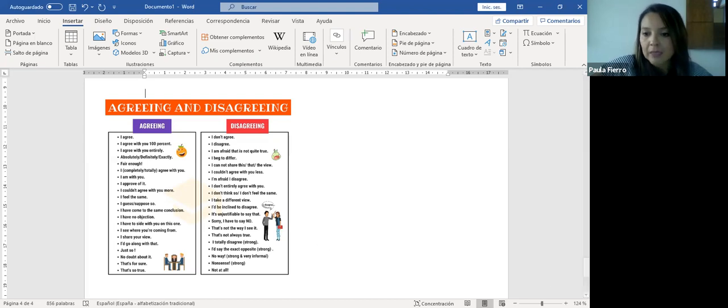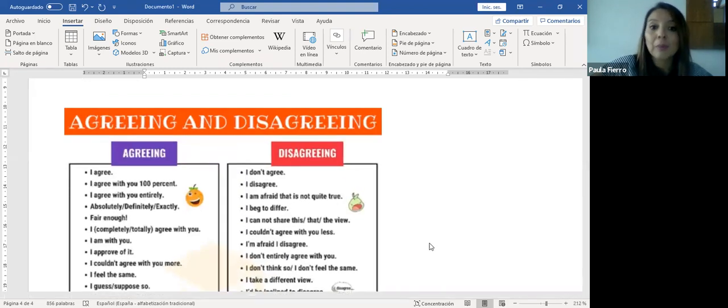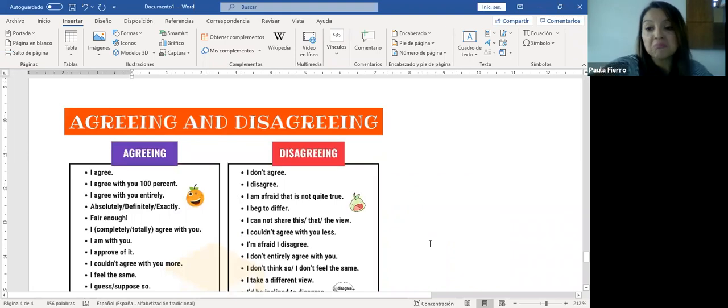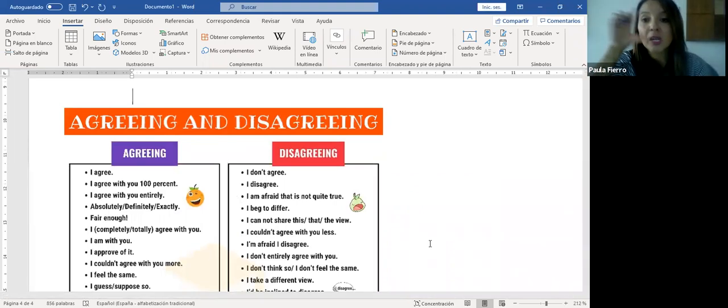You can ask students to read and to compare. In my opinion, you can start by covering the titles, the ones that say agreeing and disagreeing, to make them recognize and analyze which expression belongs to the corresponding group. I agree, I don't agree, I agree with you 100%, I disagree. And you can even make them participate in groups using these expressions.